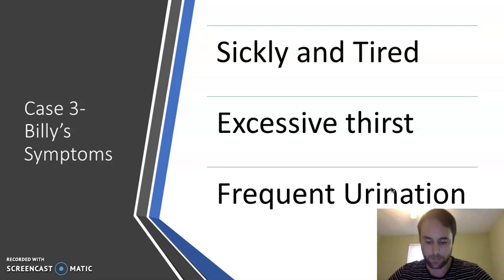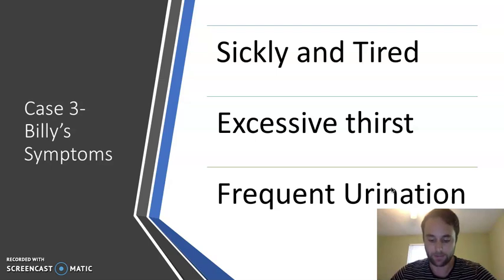Billy's mother is concerned because Billy seems sickly and tired. She says that Billy has also been displaying excessive thirst and he has been urinating at an alarming rate. Initial assessment of these symptoms suggests that Billy may be diabetic. If Billy is diabetic, then his skeletal muscles are unable to take in sufficient amounts of glucose from his blood. A deficiency in the uptake of this optimal energy source could account for Billy's drowsiness.